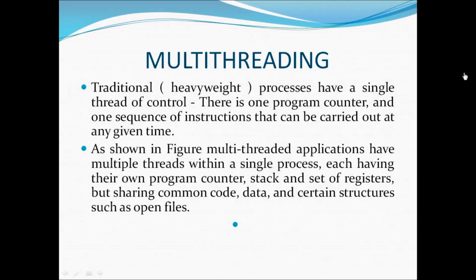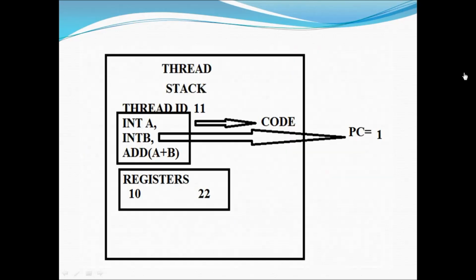So traditionally, that means before, one process would have only one thread. In earlier processes there is only one program counter, one sequence of instructions that can be carried out at any given time. Understood guys? You can do only one task. A process can do only one task using one thread.